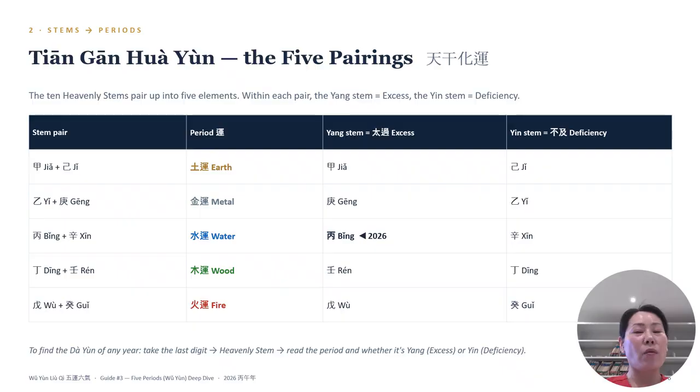So for our example, the year 2026 ends in 6, which is the stem Bing. Bing makes water, and Bing is a yang stem. So 2026 is a water excess year. In one step, we've got the headline: a strong water year. The little note at the bottom is your recipe for any year: last digit, then stem, then read off the element, and whether it's yang excess or yin deficiency.